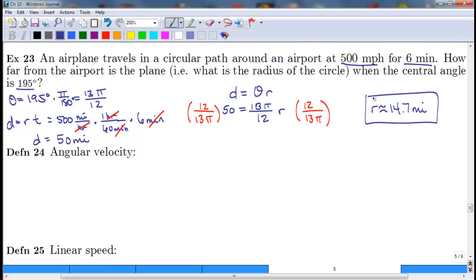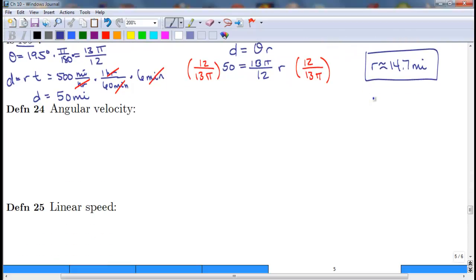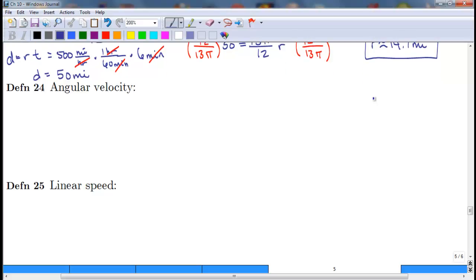So those are distances. We can also talk about velocity and speed, and we can talk about them being angular and linear. So we already kind of discussed it in that last one. When we talk about linear speed, we're talking about just the straight line distance per unit of time.